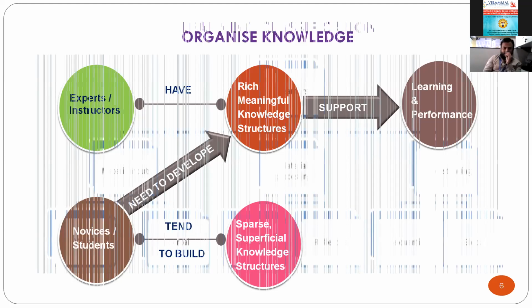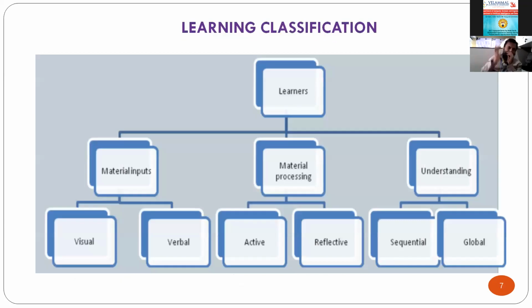So next one, learning classification. There are different types of learning classification, based on the learning material inputs, learning material processing, and understanding. Material inputs means visual: audio, or video, or pictures, some images. Based on that, we should design our instructional learning material. That is called visual oriented. Next, verbal oriented, that is text oriented, that is called verbal oriented.